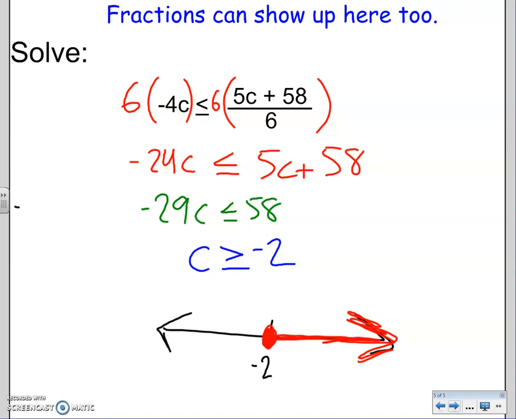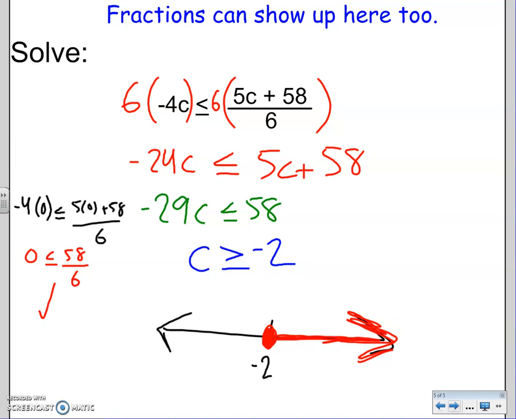So it's -4 times 0 is less than or equal to 5 times 0 plus 58 over 6. Well, hopefully you know any number times 0 is 0. And this is 0 plus 58, which is 58 over 6. So 0 is less than a positive fraction. That's true.